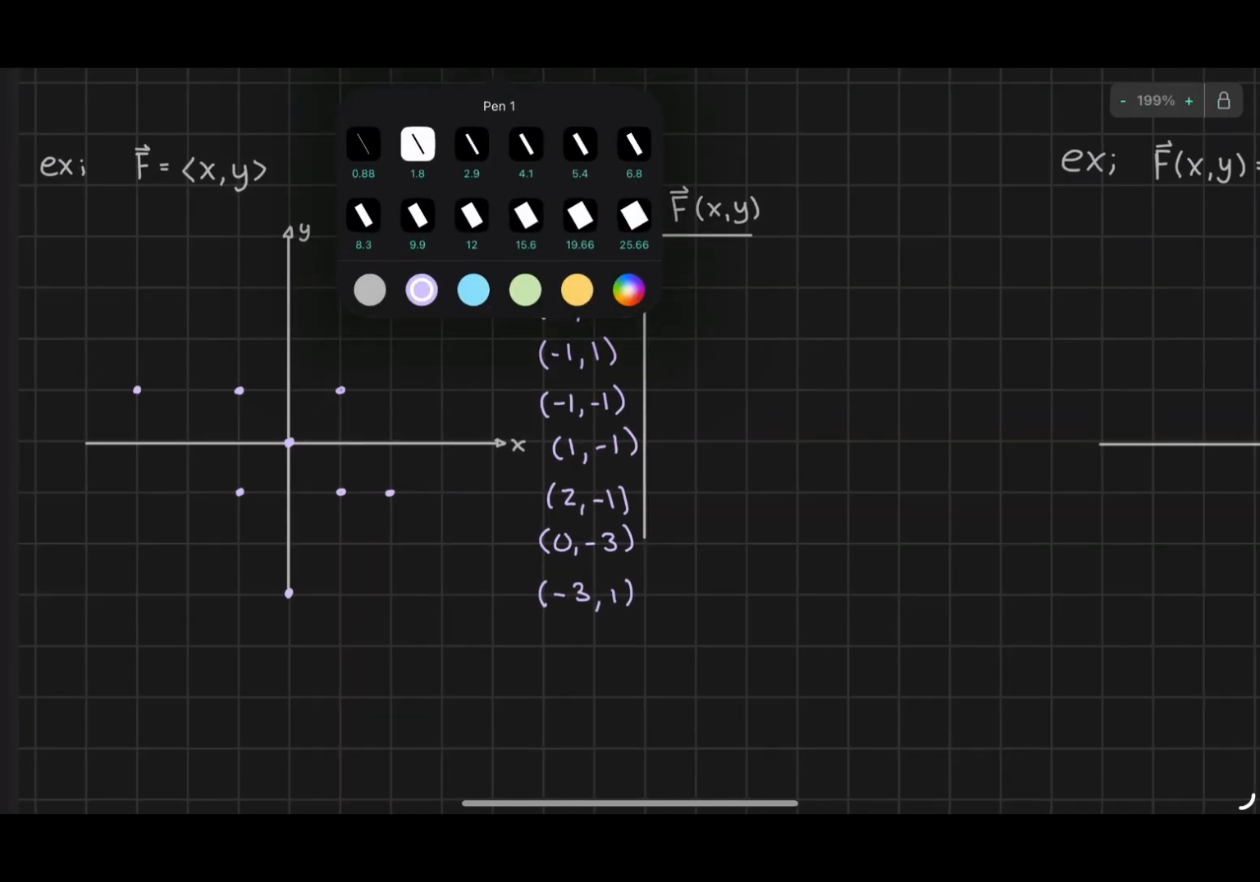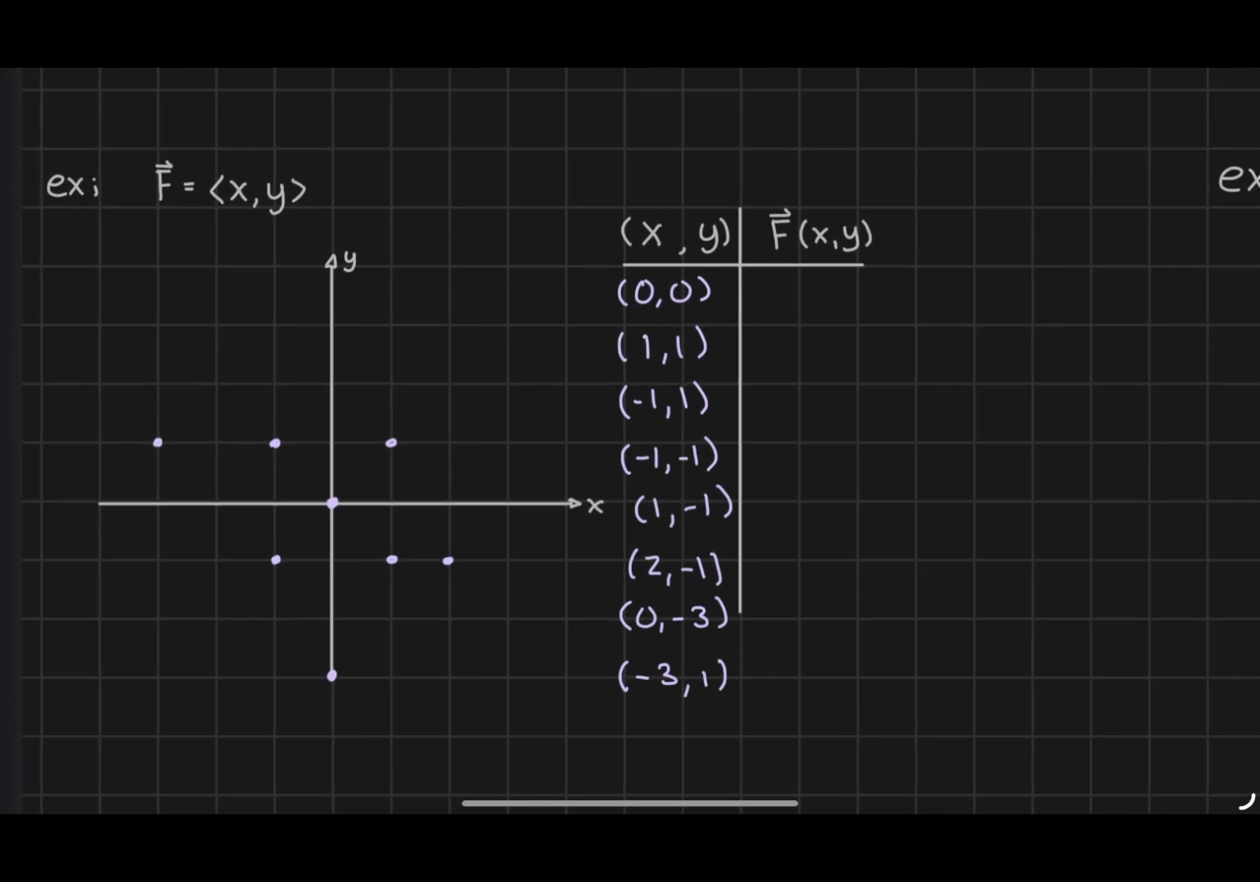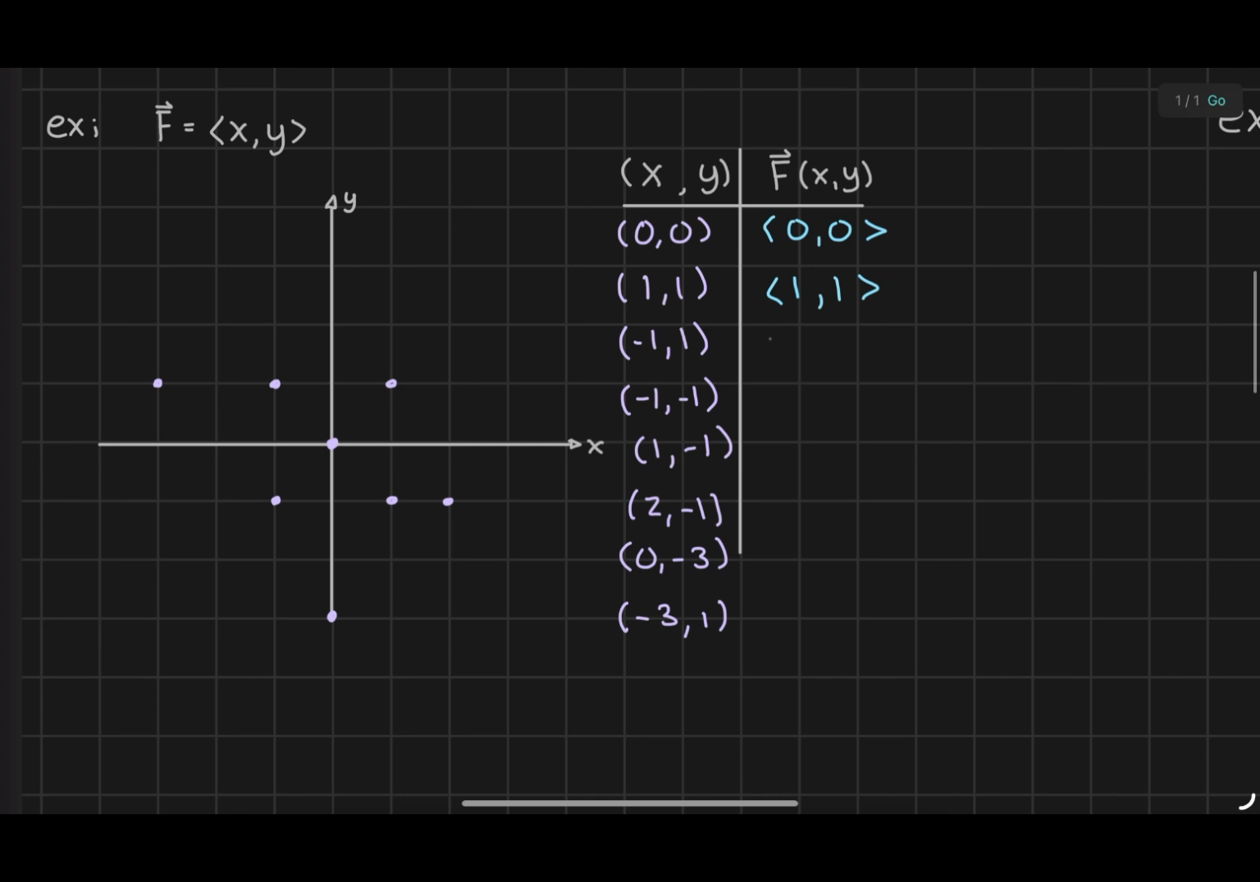Okay, well, pretty simple vector field here. Whatever we plug into our x and y, that's just going to be our vector field, right? So at the origin, it's going to be the vector 0, 0, 1, 1. Just plugging in these x and y points is pretty standard right now. Negative 1, 1, negative 1, negative 1, 1, negative 1, 2, negative 1, 0, negative 3, negative 3, 1. Okay, so those are our different vectors.